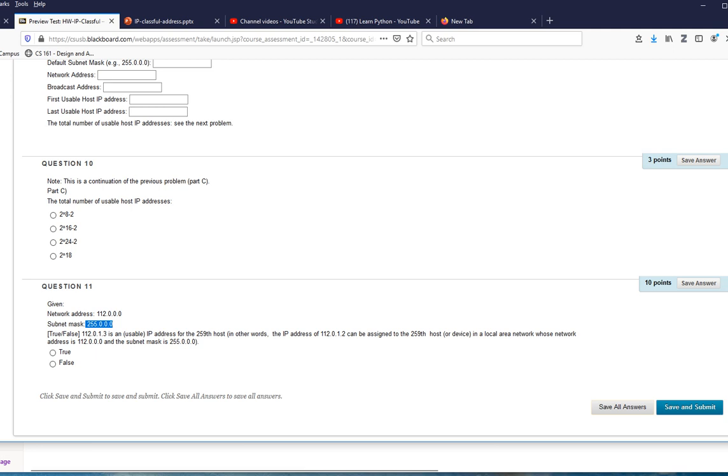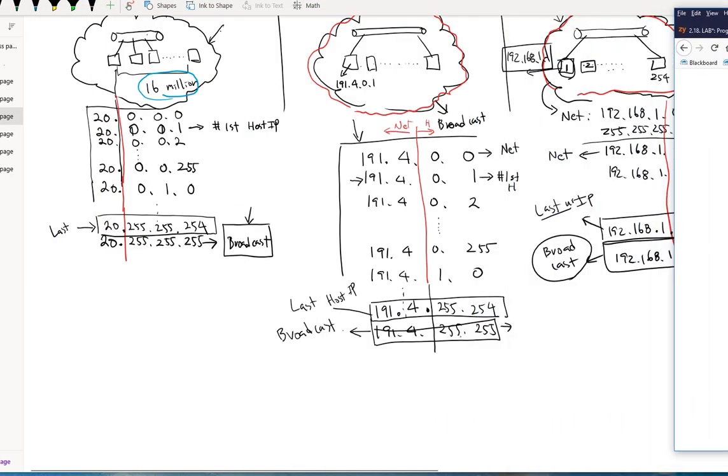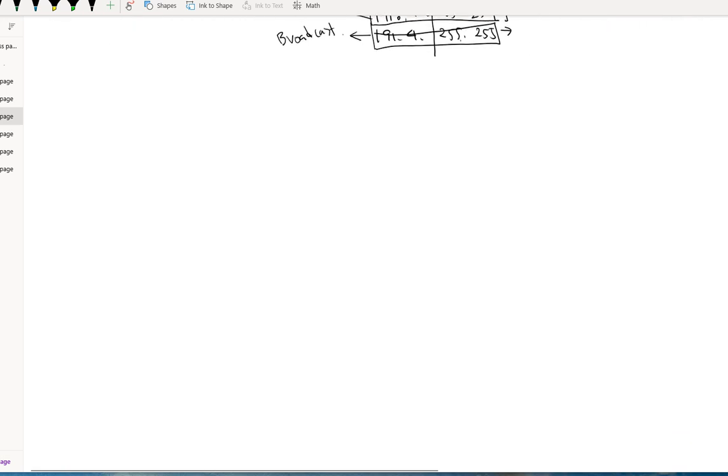Let's say basically I'm saying that 112.0.1.3 is a usable host IP address. Oops, sorry, I forgot to put the host, but it is a usable host IP address. I think it's the IP address for the 259th host. Is it true or false?